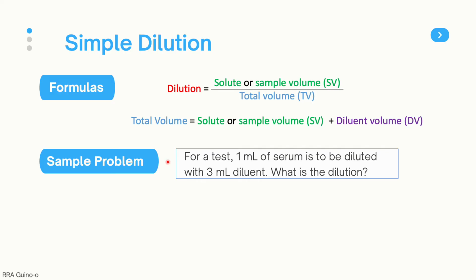Okay, let's take a look at the answer. If we follow our equation here on top, the dilution is equal to 1 ml, which is our 1 ml of serum sample, over 1 ml, which is our sample, plus 3 ml, which is the amount of diluent. This gives us a dilution of 1 ml over 4 ml, or a 1/4, or a 1:4 dilution.